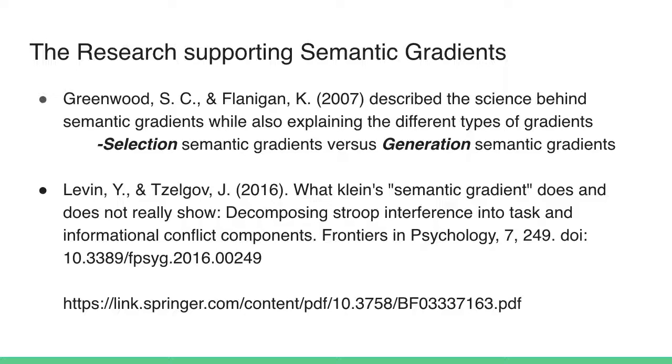There's also a second study by Levin and Tezelgov, which discusses semantic gradients on a different level. Greenwood and Flanagan focused more so on a continuum of words. However, in the study discussed, along with the study by Fox and Shore, this looks at semantic gradients based on inference with the Stroop test.